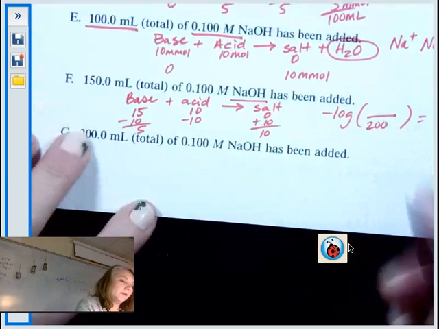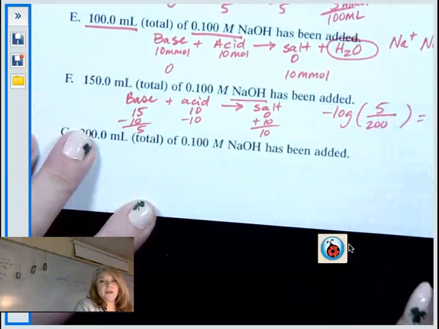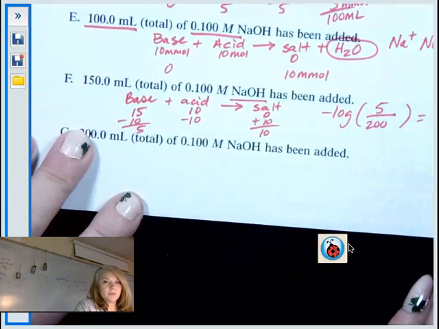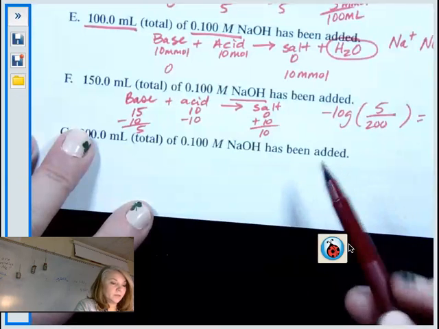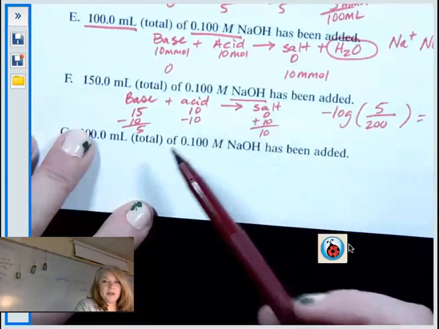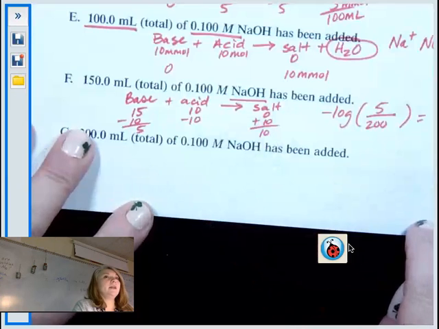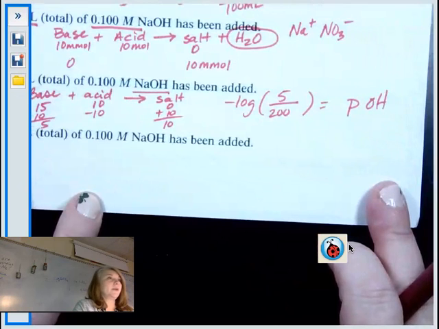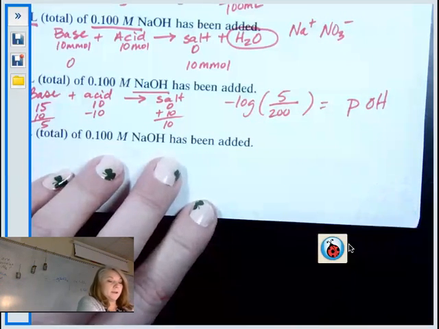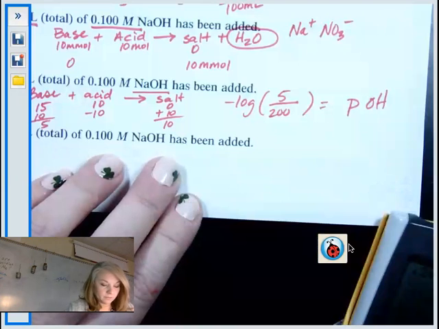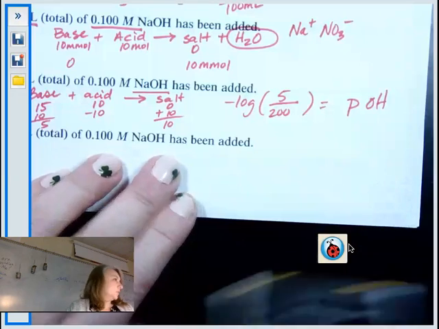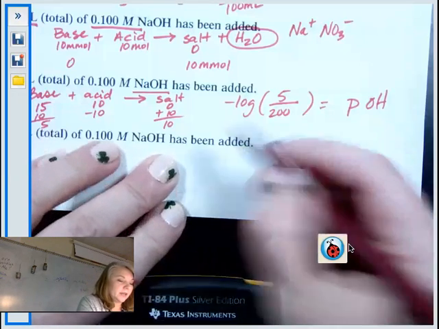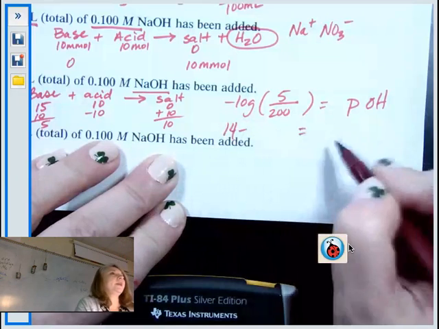Okay, so we have 5 over 200 now, right? Go with me on that part? I just plugged it in there. Right. And it's all about the base. So when we take the negative log of that, that's not pH, that's pOH, because that's about the base. Subtract from 14, you got it. So 14 minus that is going to give you your pH.